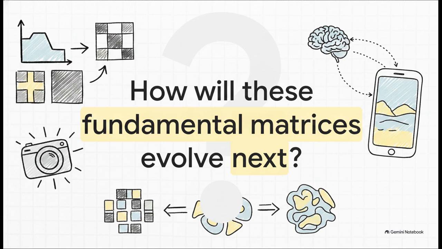But I want to leave you with a final thought. We are rapidly moving into an era of AI where neural networks are learning how to build these filters entirely on their own. So as these computer vision systems get more and more advanced, how will these fundamental mathematical matrices evolve next? Are human-designed formulas like the Sobel operator going to become completely obsolete, or will they forever be the underlying bedrock of how machines perceive our world? Definitely something to think about the next time you snap a quick selfie.